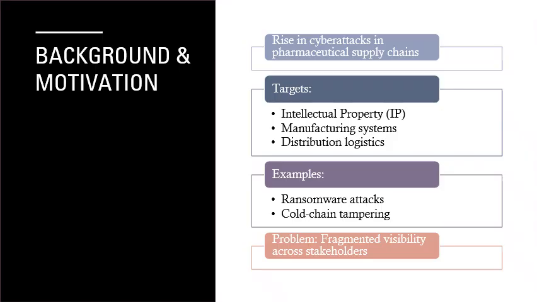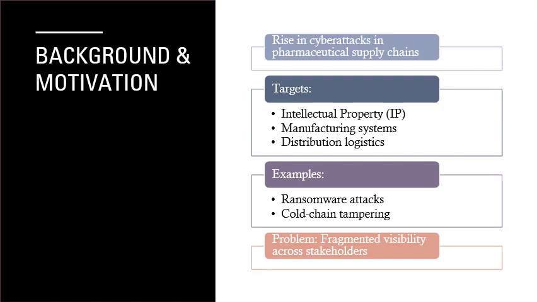First, I'm just showing the background and motivation for this work. Because of the rise of cyber attacks in the pharma supply chain, it's a growing trend in cyber. Cyber risks are not only in other industries, they also fall on the pharmaceutical industry. They target intellectual property, simply called IP, manufacturing systems, and different logistics and supply chains. Examples include different types of cyber attacks such as ransomware and cold chain tampering.